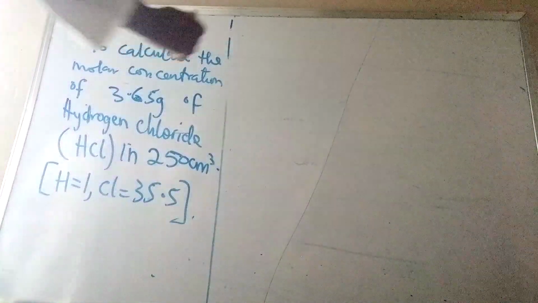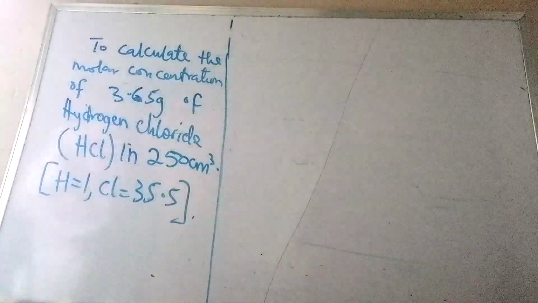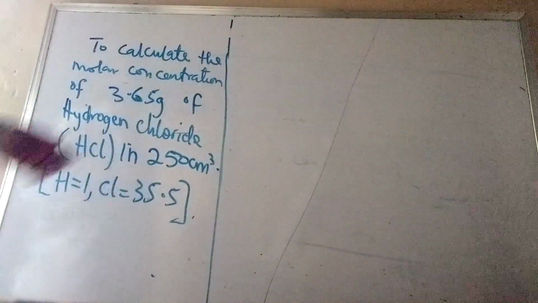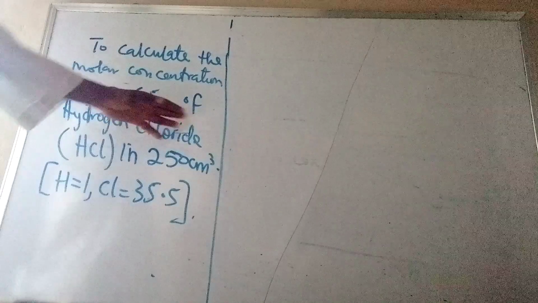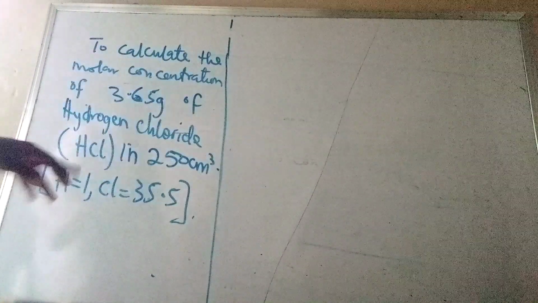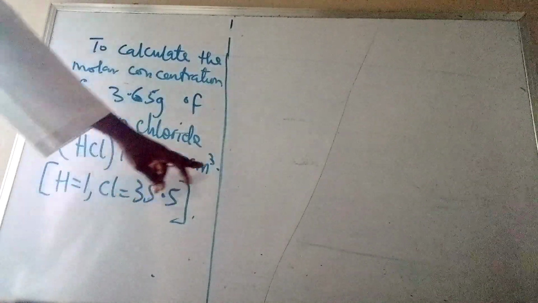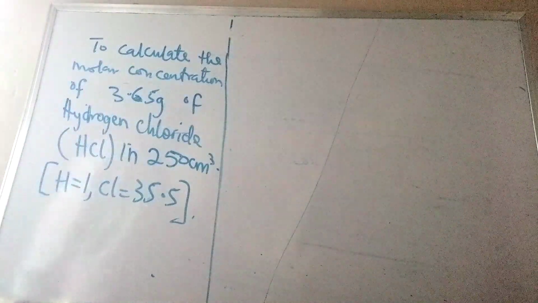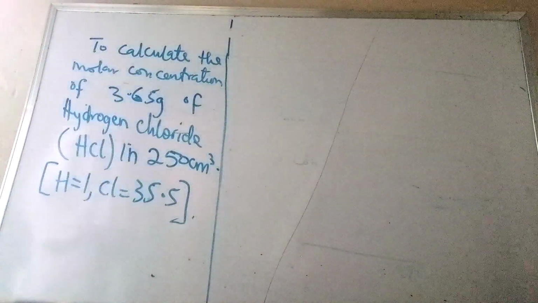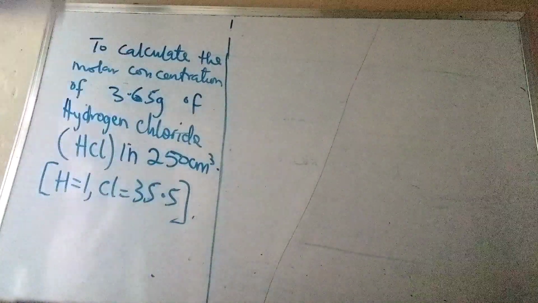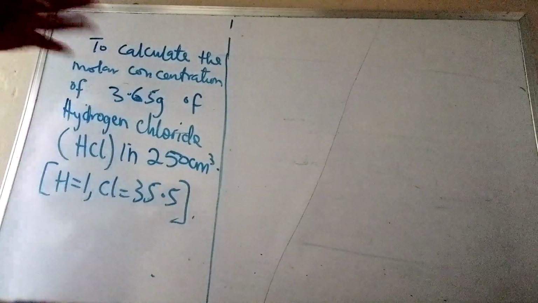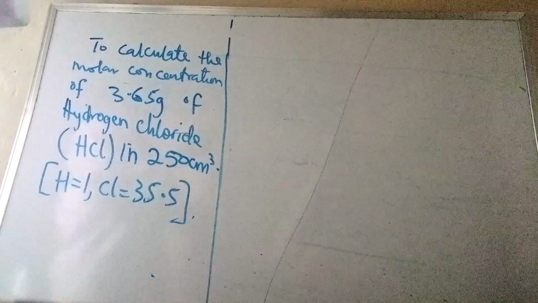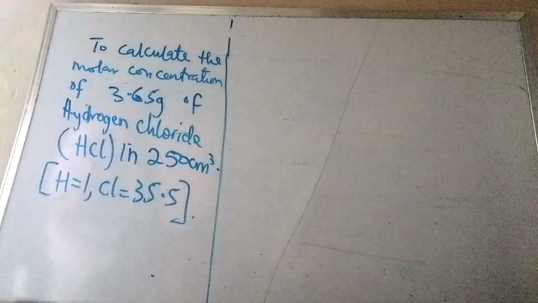This is another question, a bit different from the first one. We are calculating the molar concentration of 3.65 grams of hydrogen chloride, which is HCl, in 250 cm cube of the solution. In 250 cm cube. Remember the first one says in 1 dm cube. And the mass concentration of any standard solution must be in 1 dm cube. Please take note of that.